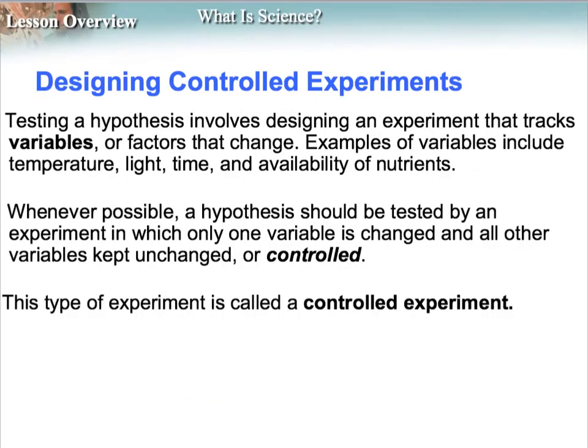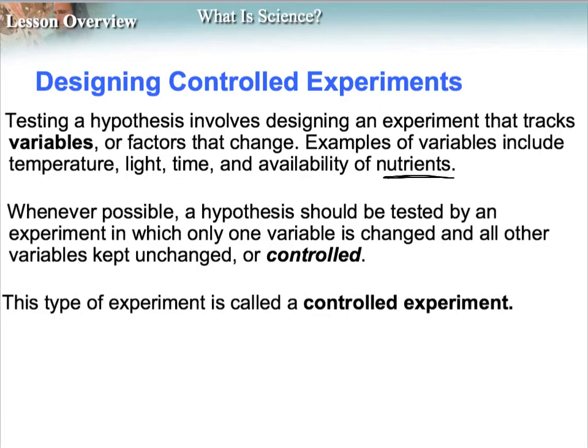Once a hypothesis is made, then it's important to design an experiment that tracks the variables. So the variables in this example would be the amount of sunlight the grass gets, the type of soil, the temperature, the amount of light that it gets, availability of nutrients. So the nitrogen would have been one of the nutrients in the soil that the plant is getting. All those factors that can change are called variables.